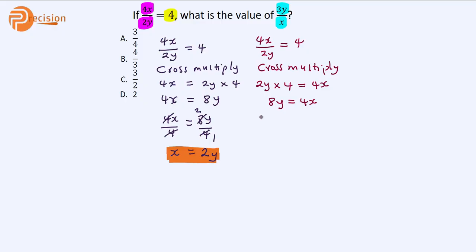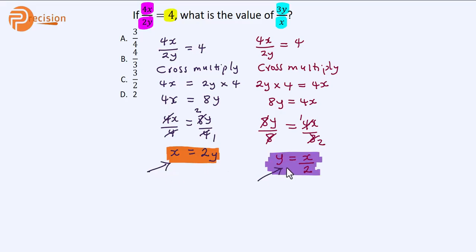So let's divide both sides by 8 to have y by itself. So 8y over 8 is equal to 4x over 8. The 8's cancel out to make y stand alone. And then 4 here is 1 and 4 here is 2. So we'll have 1 times x is x over 2. Now we have x by itself and y by itself. Let's go ahead and solve 3y over x.